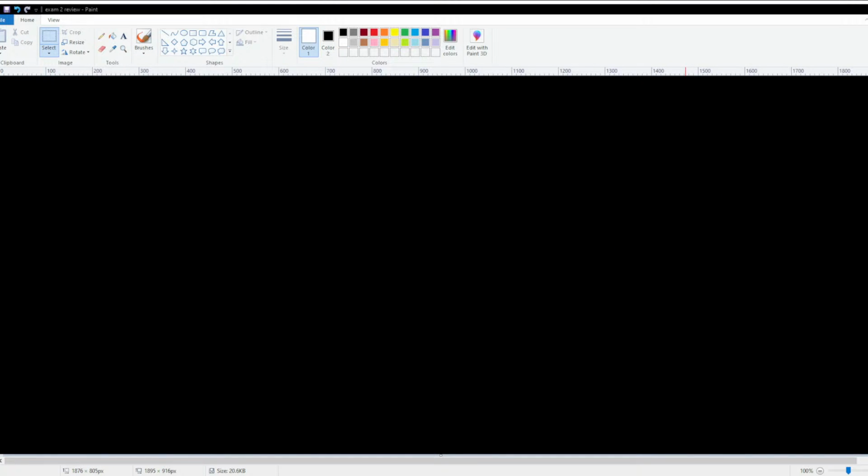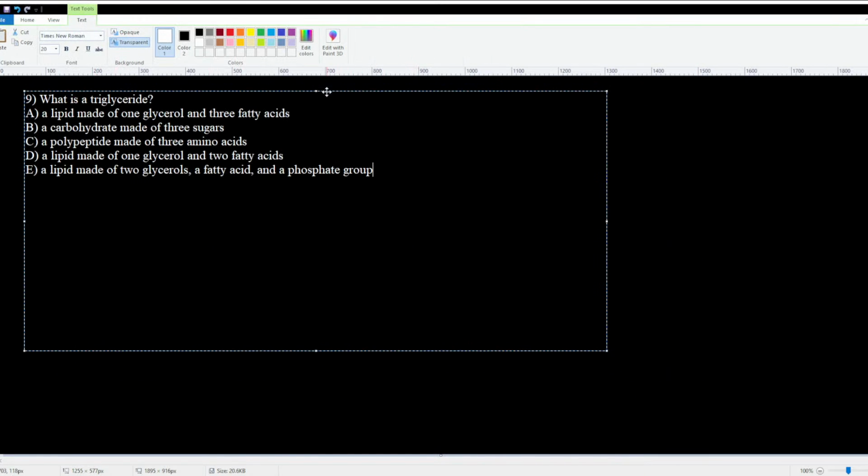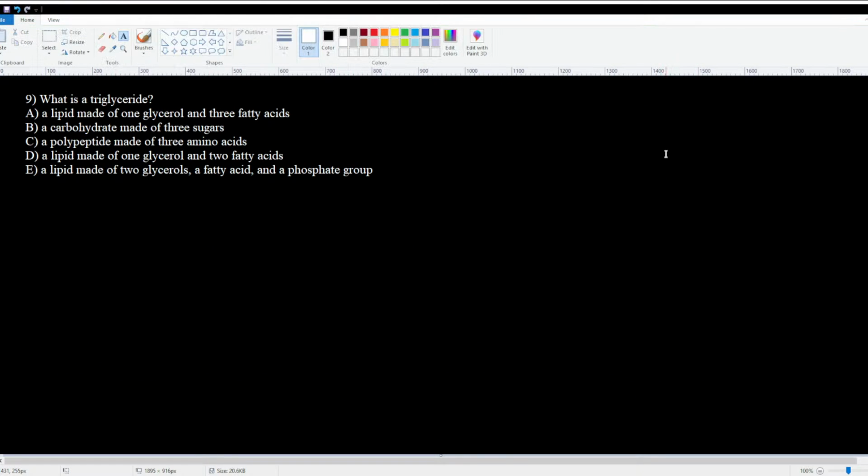Moving on to question 9. This is another kind of vocab question, so to say. It's asking, what is a triglyceride? A, a lipid that is one glycerol and three fatty acids. B, a carbohydrate made of three sugars. C, a polypeptide made of three amino acids. D, a lipid of one glycerol and two fatty acids. Or E, a lipid of two glycerols, a fatty acid, and a phosphate group.